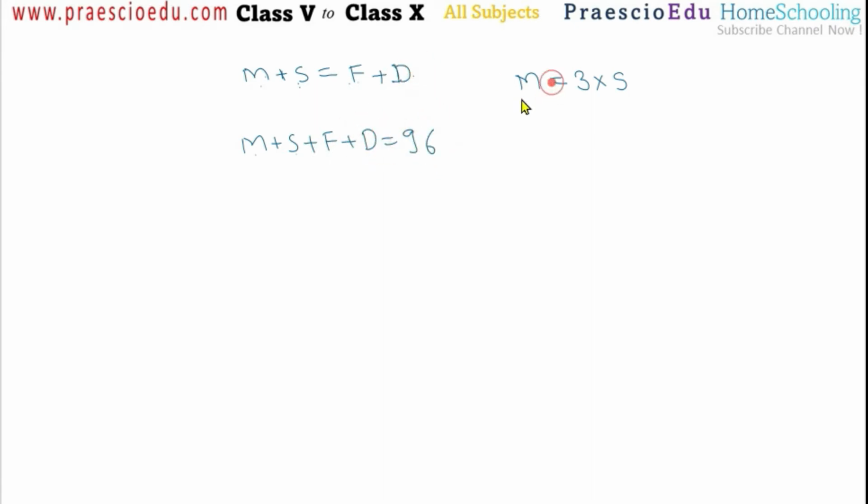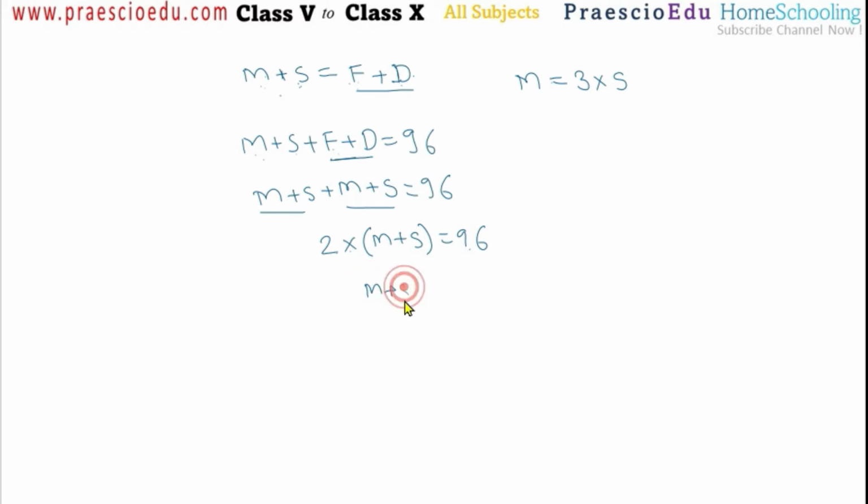So in total 3 equations are there. Now F plus D, the father's age plus daughter's age, is equal to M plus S, so we replace F plus D with M plus S, and keep M plus S as it is. So M plus S plus M plus S is equal to 96. Now 2 times the mother's age plus son's age, 2 multiplied by bracket M plus S, is equal to 96. Now 2 is in multiplication, so it goes to division. So M plus S is equal to 96 divided by 2, which is 48.